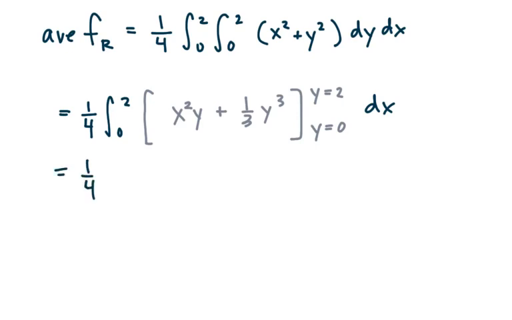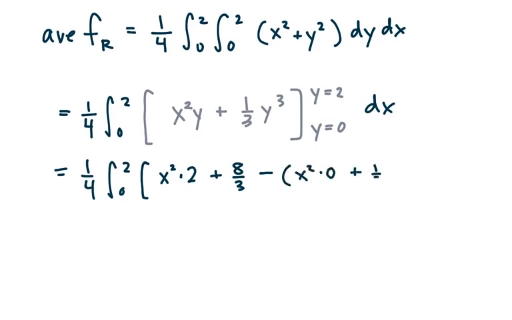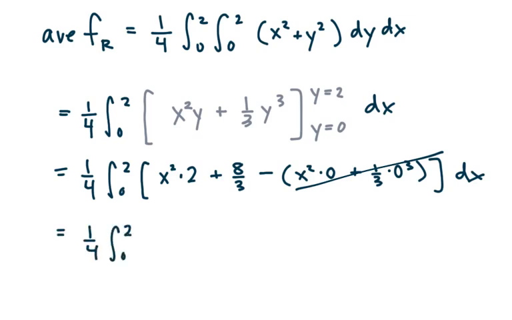And I have 1/4. My bounds in x are 0 to 2. This gives me x squared times 2. 2 cubed is 8, so plus 8/3 minus x squared times 0 plus 1/3 times 0 cubed. And of course, that zeroes out. So I have 1/4 the integral from 0 to 2 of 2x squared plus 8/3.